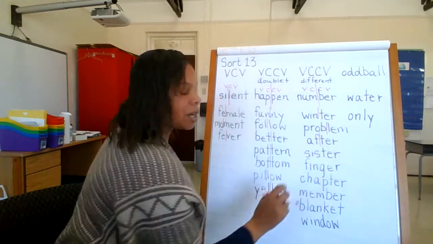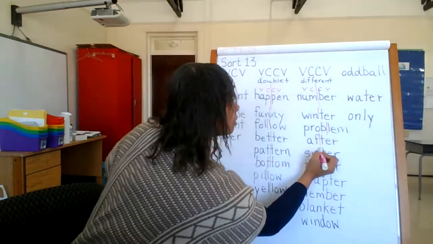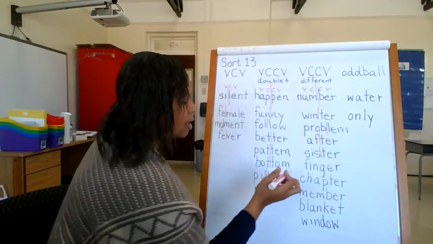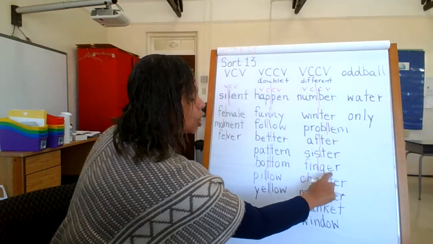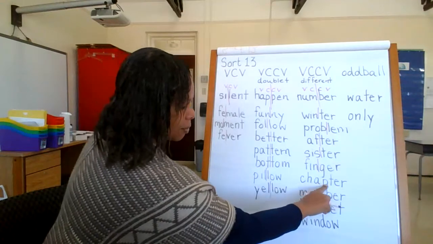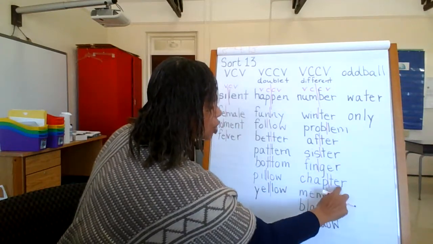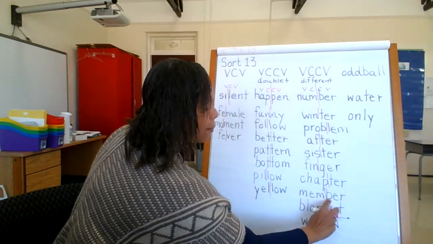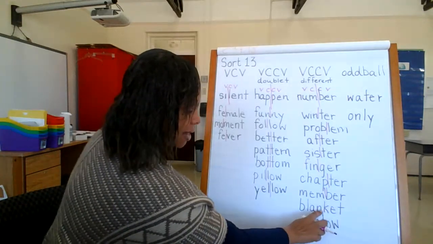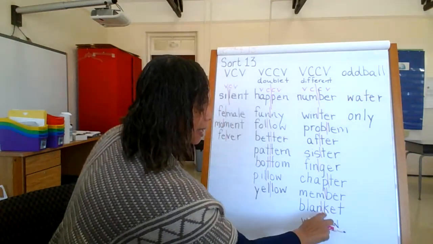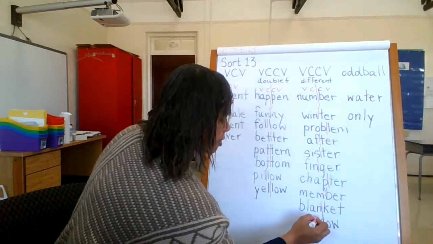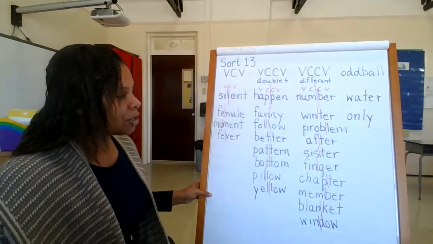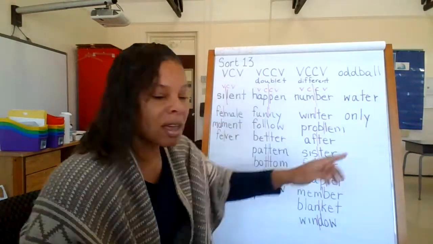F and the T. After, after. The S and the T. Sister, sister. The N and the G. Finger, finger. The P and the T. Chapter, chapter. The M and the B. Member, member. The N and the K. Blanket, blanket. And the N and the D. Window, window.